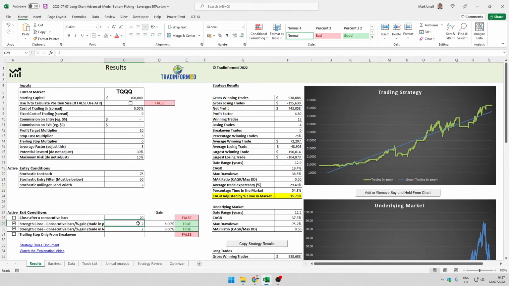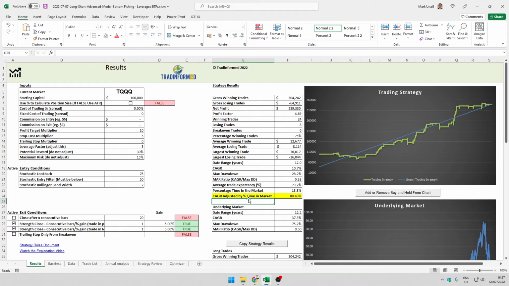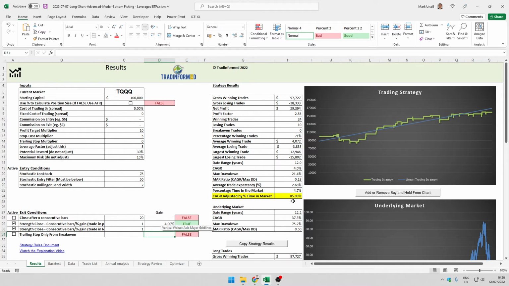Now, let's see what happens if I adjust the strength close to just 1 bar. You can see here, we're now only in the market 19% of the time, freeing up your capital. Compound annual growth rate adjusted by percentage time, 53%. Now, if I was to change this to 5%, compound annual growth rate adjusted by percentage time in the market is 80%, because we're only in the market on 13% of days. I could adjust it again to 85%.